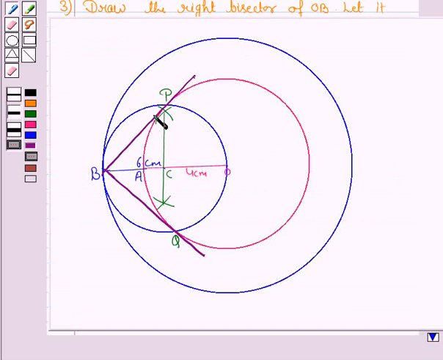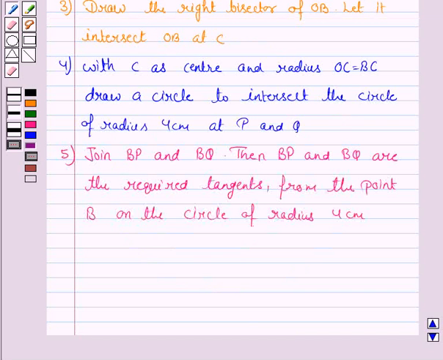Now, if you see the length of BP, it would come out to be 4.5 centimeter approximately, and similarly the length of BQ would be 4.5 centimeter. Now we'll do the actual calculation for justification.